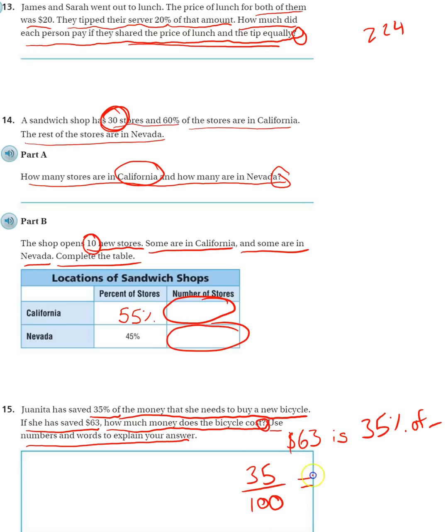And this time, the $63 is the part. It's not the whole. So it goes on top. We can simplify here. Okay, 5 can go into both 35 and 100. You may be able to simplify again after that. But this is how you set this problem up, okay, to find the total.